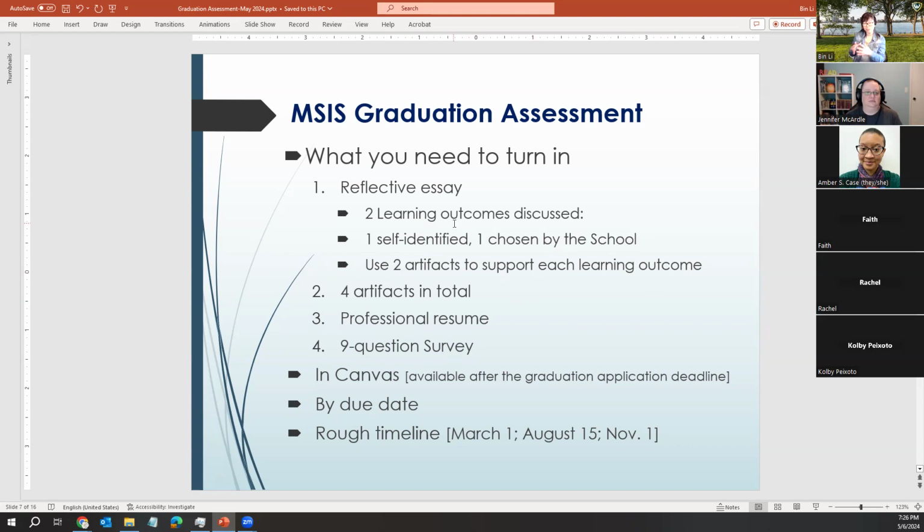So the essay is the same. It's just that for the MLIS, you discuss 4 learning outcomes, using 1 artifact for each learning outcome. For the MSIS, you discuss 2 learning outcomes and use 2 artifacts to support each learning outcome. So this is the major difference. The school may change it later, but not now.